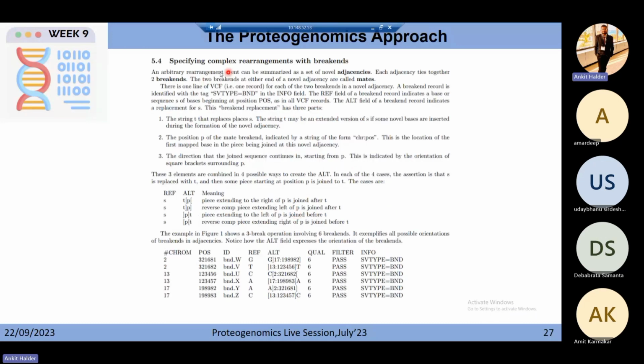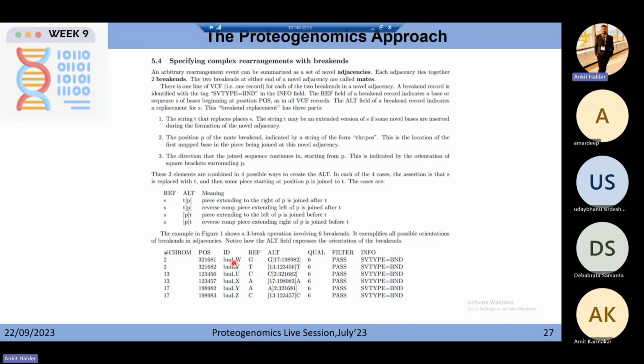Next, you need to specify your complex rearrangements with breakends, as a set of novel adjacencies tied together by two breakends. If breakends happen at a novel adjacency, they are called mates. There is one record, one line of VCF, for each of the two breakends, and then you find out whether it is a novel adjacency or not. The tag will also mention that it is a breakend here. These are called the novel adjacencies.